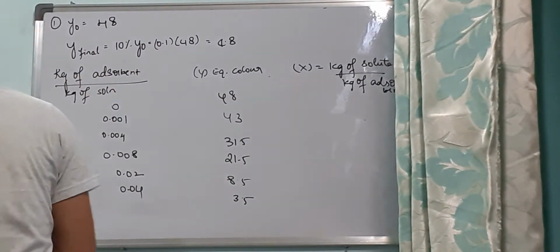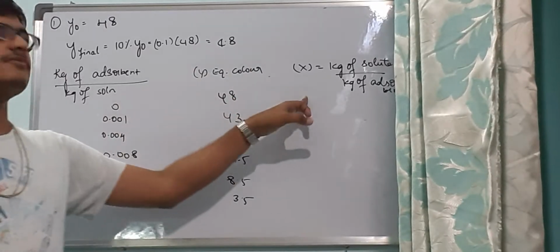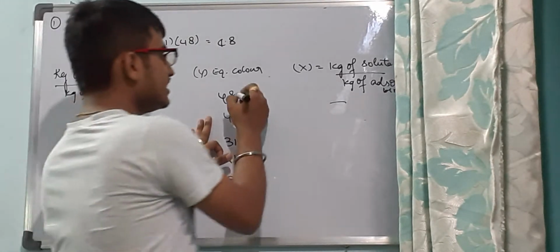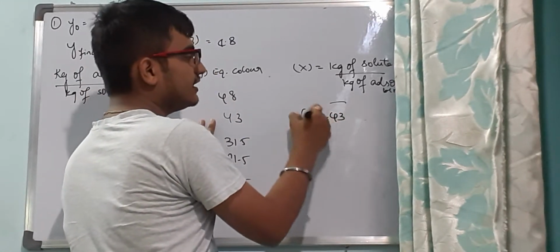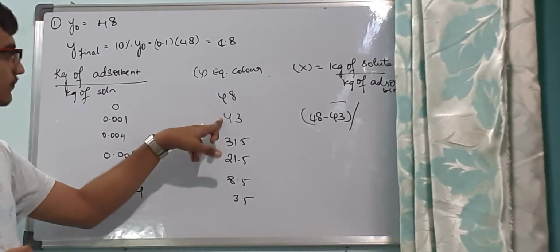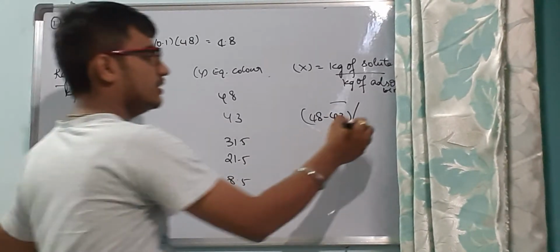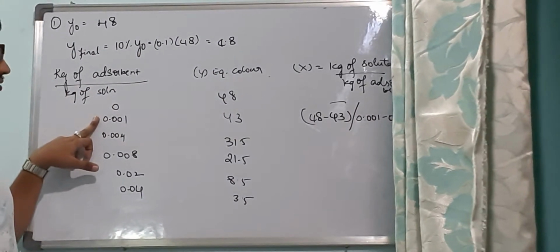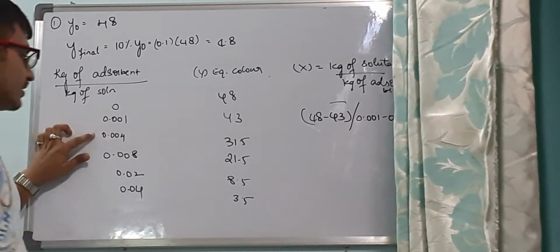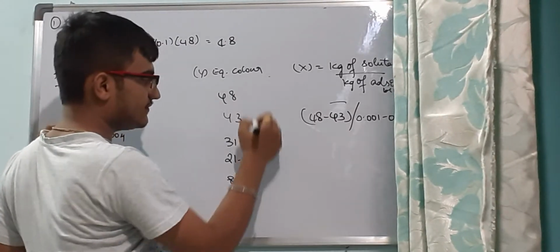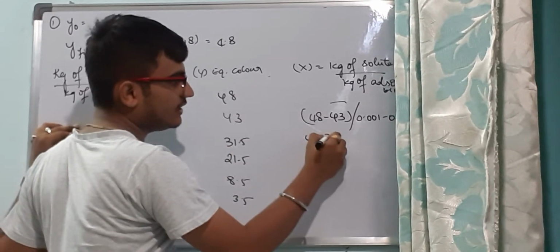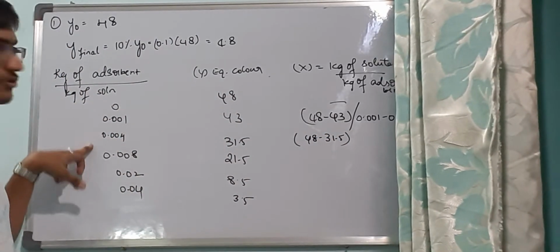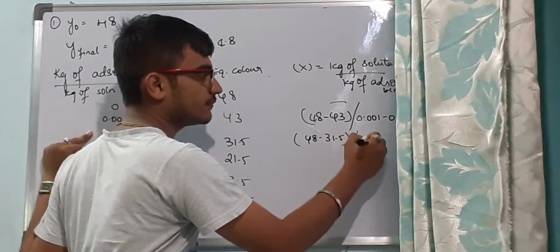Initially, when no adsorbent is used, there will be no solute in the adsorbent, so no need to calculate. In the second case, the color is 48 and it is reducing to 43. How much adsorbent is used? Initially 0, to 0.001. Same way, for 31.5, it is 48 minus 31.5. Converting from 48 to 31.5, how much adsorbent is used? 0 to 0.004.